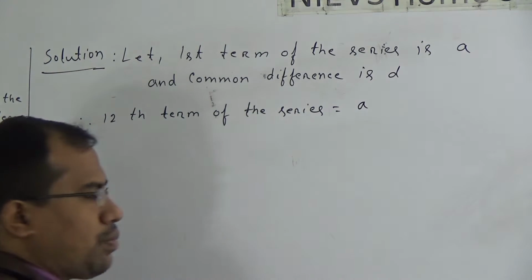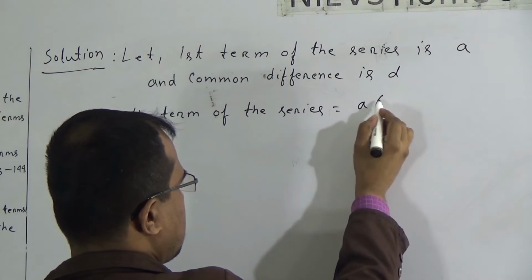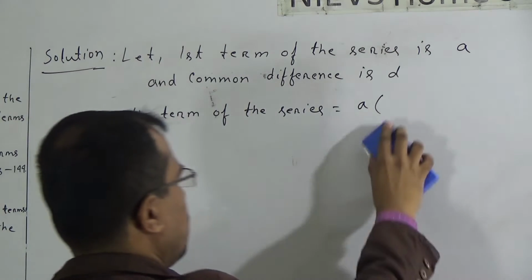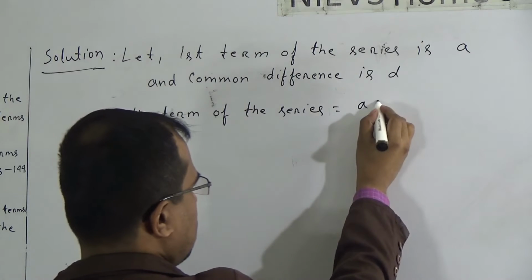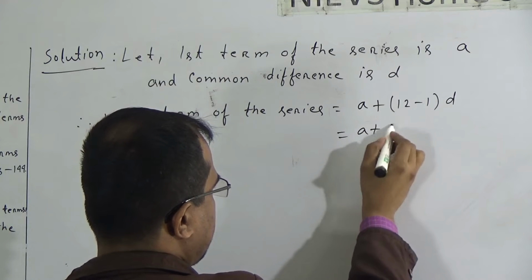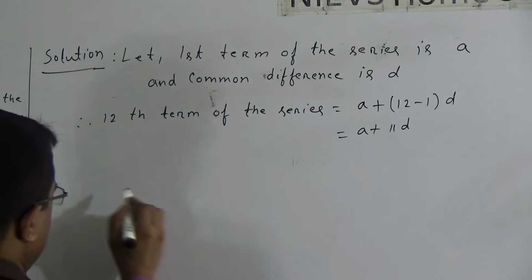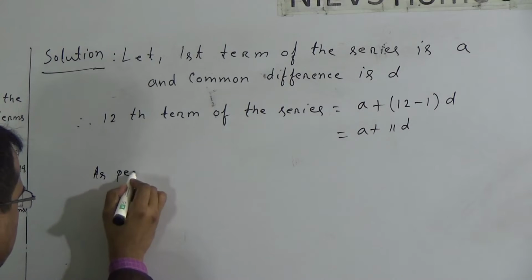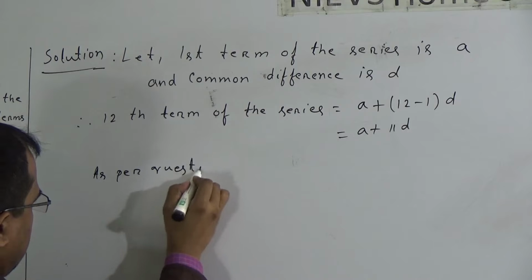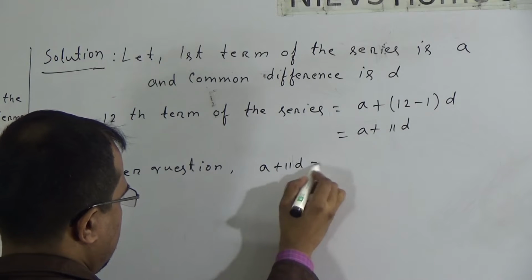we know that formula A plus N minus 1 into D for finding nth term. So that here we have to find out 12th term, so it will be A plus 12 minus 1 into D. This is equal to A plus 12 minus 1, that means 11D. Now here 12th term is 77, so as per question we can write A plus 11D equal to 77.